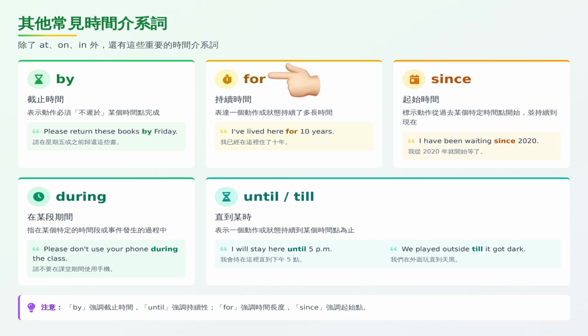For, duration, expresses how long an action or state lasts. I've lived here for 10 years. Since, start time, indicates an action that began at a specific point in the past and continues until now. I have been waiting since 2020.